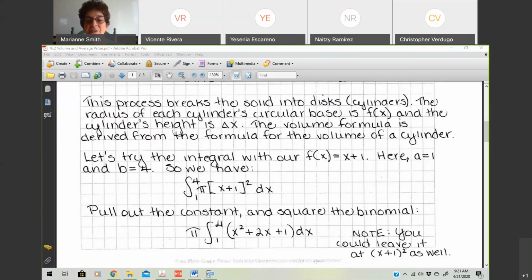I want to make sure you understand where this x squared plus 2x plus 1 came from. Is that okay with people? Good, good, good. All right.